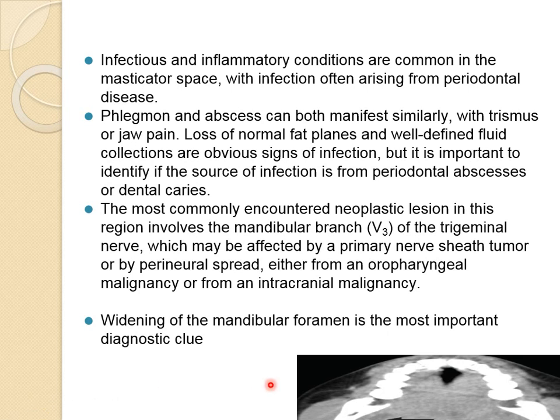Spaces are also involved in infection and inflammatory processes that mostly come from teeth, and abscess formation, which causes jaw pain and trismus. The loss of normal fat planes is an important sign. We see a collection if there's an abscess. The most common neoplasm involves the trigeminal nerve, most often the mandibular branch, which causes perineural spread or primary nerve tumor, either from oropharyngeal or from intracranial malignancy extension. The most important sign of neoplasm involvement of the mandibular branch of the trigeminal nerve is widening of the mandibular foramen.